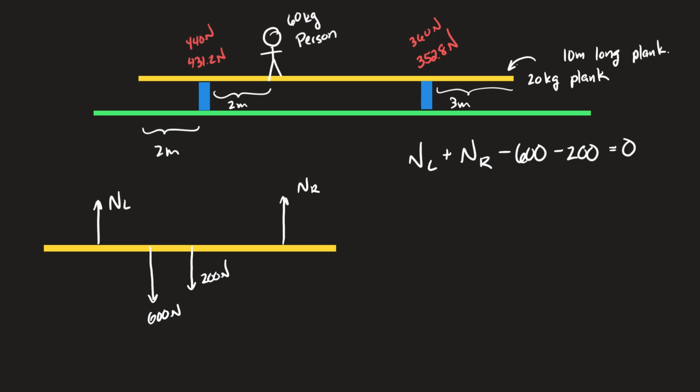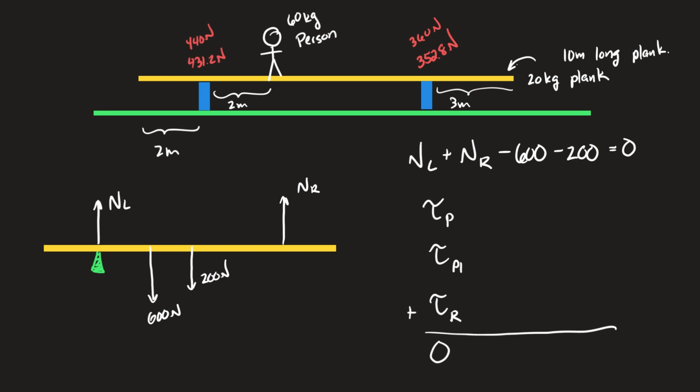Any question about that? I'm going to choose a place to put my pivot point. I can choose anywhere I want, but I think there's an obvious choice. I'm going to place my pivot point here. Any question about that choice? That means there will be a torque from the person, a torque from the plank, and a torque from the right support. Any question about that? These have to sum up to be 0.